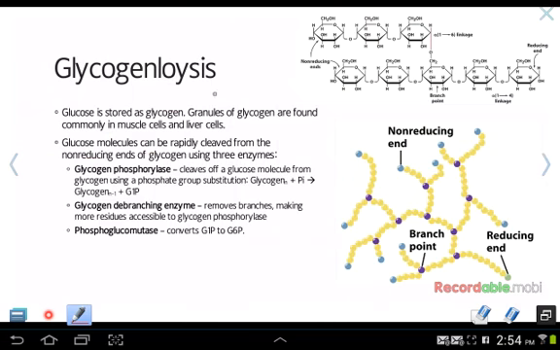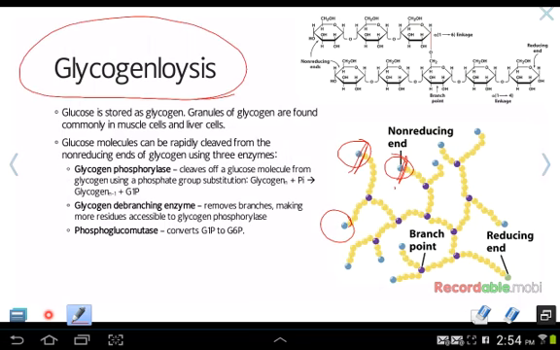So this is the breakdown of glycogen. Remember, that is a polymeric saccharide molecule where we have branch points. At each end of the branch points we have a non-reducing end, and we can cleave off these glucose residues through glycogenolysis to produce glucose 1-phosphate. Glucose is commonly stored as glycogen in granules, which are found mostly in muscle cells or liver cells. Glucose molecules can be rapidly cleaved from the non-reducing ends of glycogen using 3 enzymes.